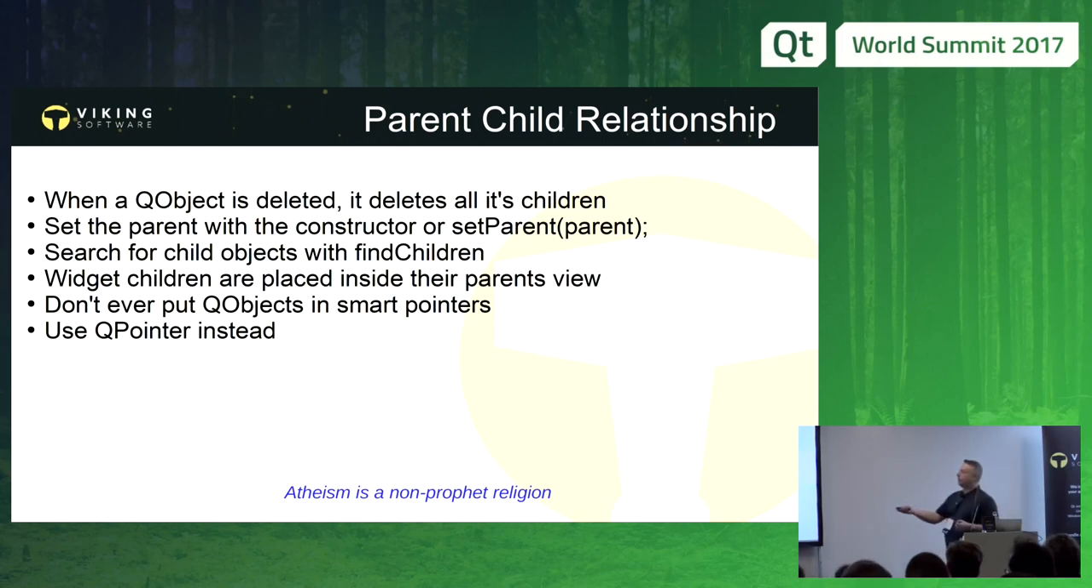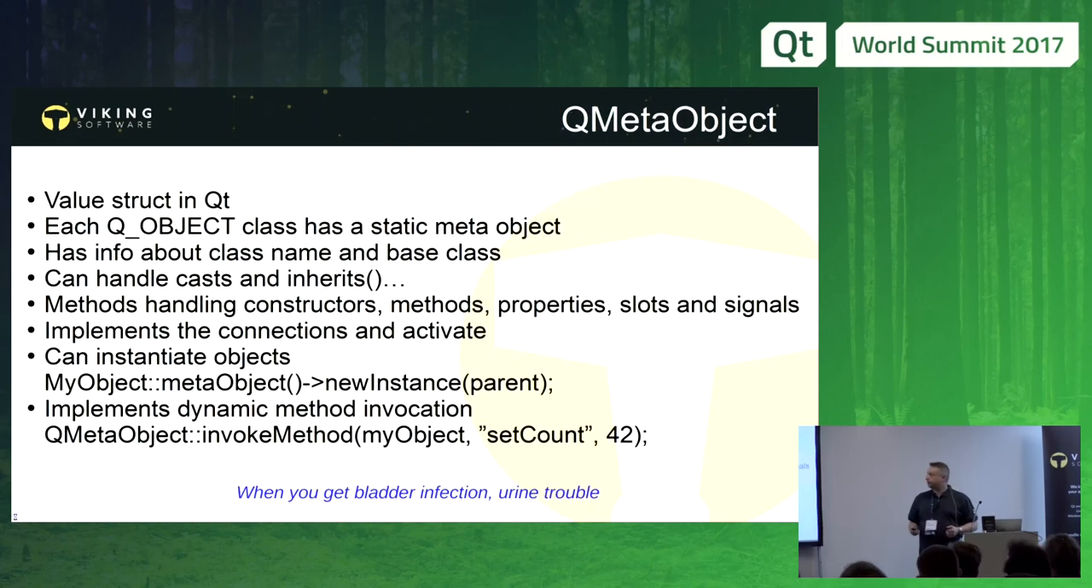So QPointer was invented for this. This is basically a weak pointer. It's the only thing it does. There is one signal on QObject itself. Anyone know what it is? Destroyed, yes. I have been murdered. That's what it says. And QPointer uses this because it just connects to the object that you put inside a QPointer so you know if it was deleted. That's what a weak pointer is, right? You can ask it, does my object exist or not? So that's where you can put your QObjects instead. So that was a long discussion on that.